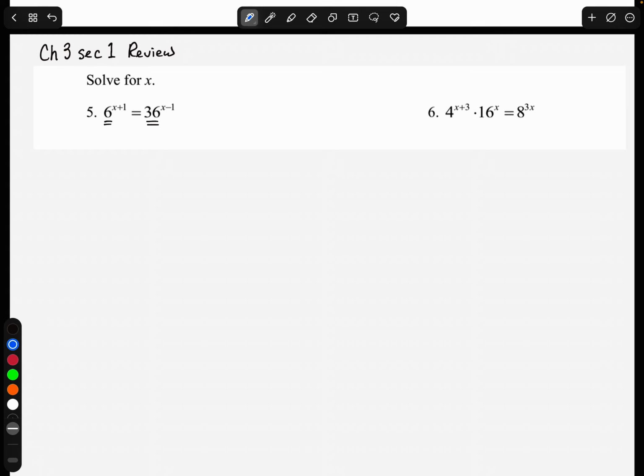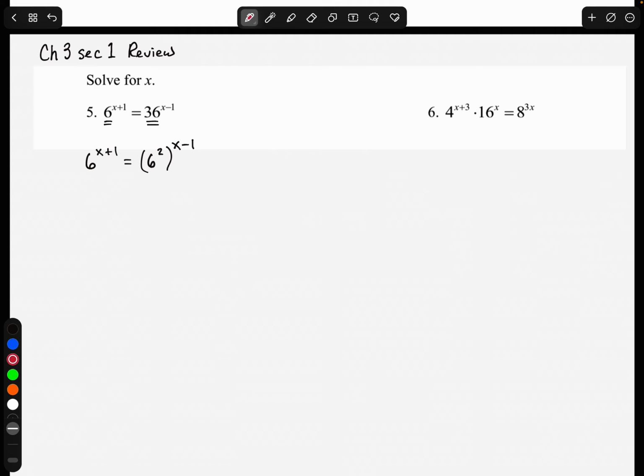So we're going to rewrite the 36. So 36 is really the same thing as 6 squared, and then we're going to still raise to the power of x minus 1. 6 squared is the same thing as 36, so we haven't changed the value. And I don't need to change anything on the 6 to the power of x plus 1.